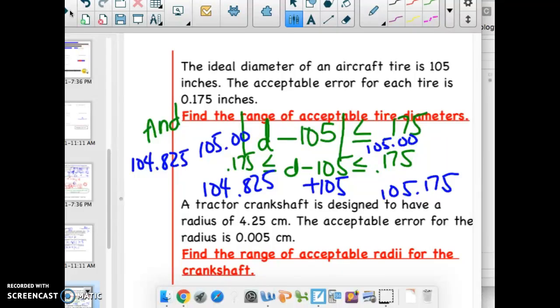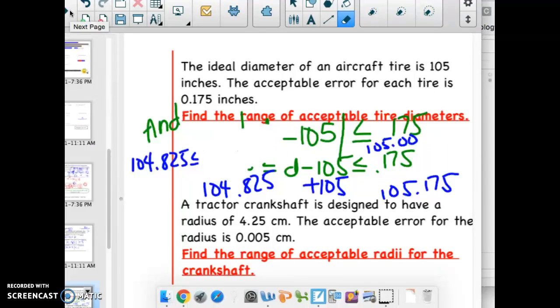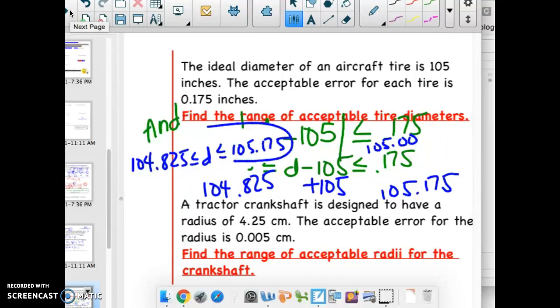So my acceptable range is 104.825 for the diameter all the way up to 105.175. That's acceptable on the gauge. Let me get rid of a little bit of this because you can't see it very well. So if they were measuring the tire, that would be acceptable. Excuse me. So now we're going to do the next example.